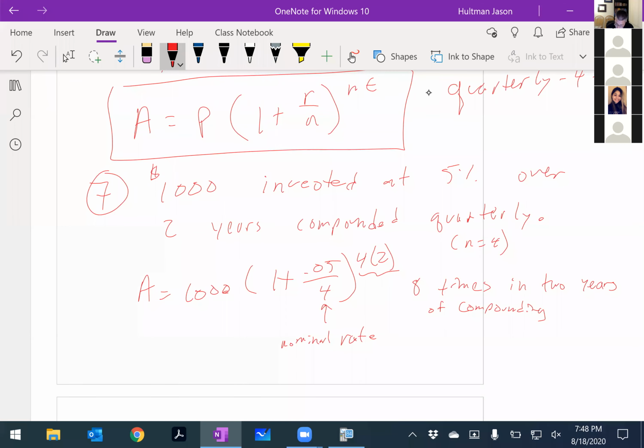Hopefully that helps. The nominal rate here is the 0.05 divided by 4. Okay, it's no longer an annual rate. It's a quarterly rate, right? Maybe I'll just put that as a quarterly rate. This is now a quarterly rate. It's based on the annual percentage rate of 5%, but we've divided it by 4. We said, instead of using an annual rate, we're going to use a quarterly rate based on the APR.